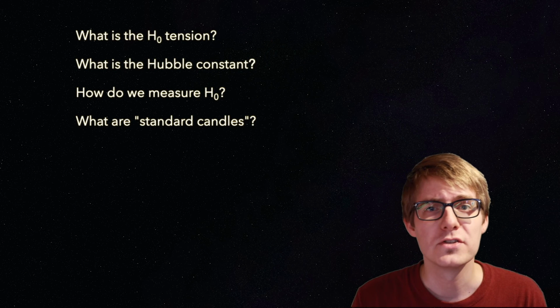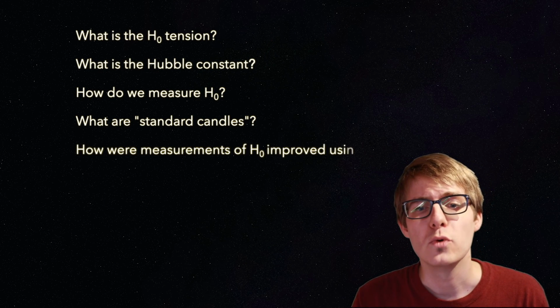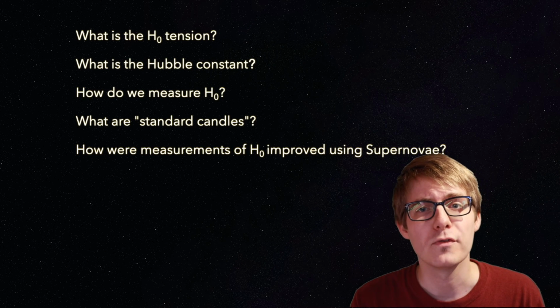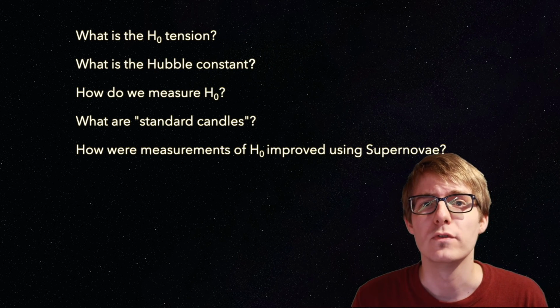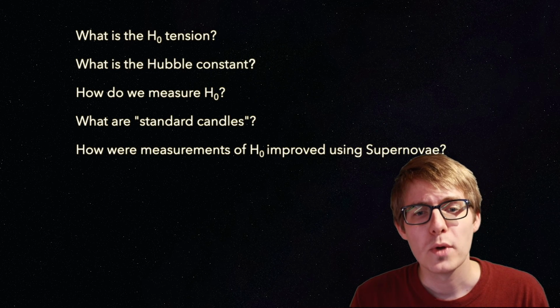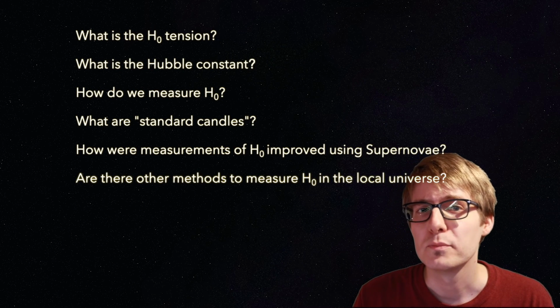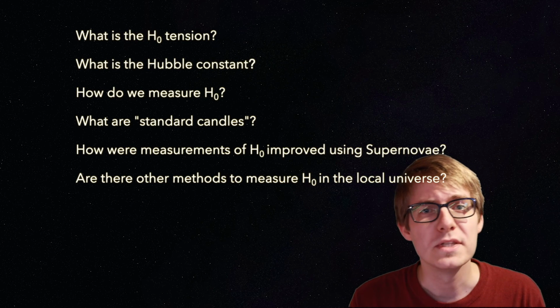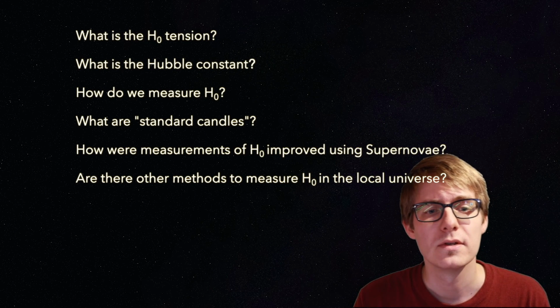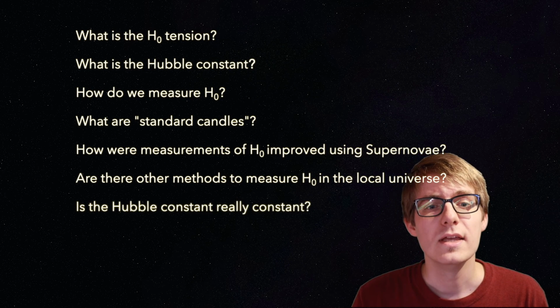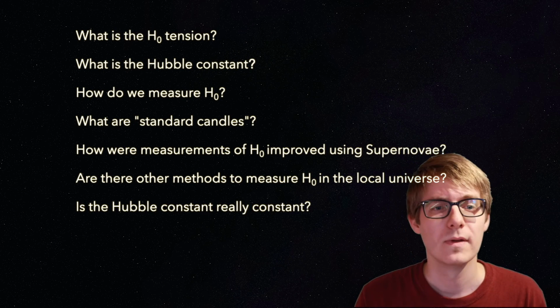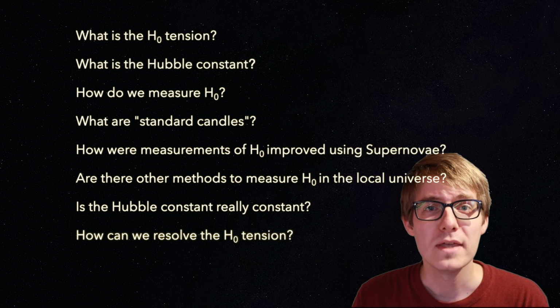With this information, we are ready to understand how measurements of H0 were recently improved using supernovae. We will also ask the question, are there other kinds of methods that measure H0 besides using standard candles? Finally, we will ask the more critical questions, is the Hubble constant really constant? And are there ways to resolve the H0 tension?